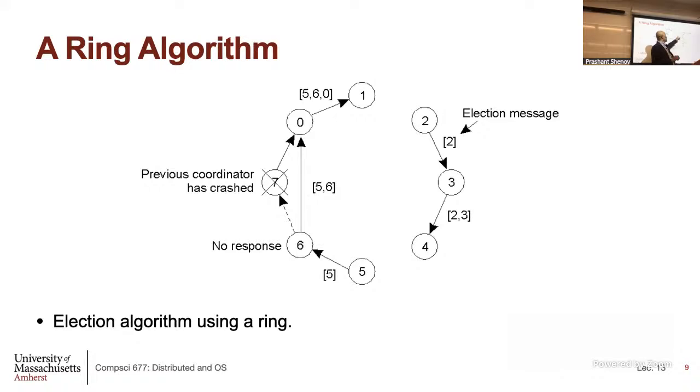Okay, and the message from 2 is going to end up with the same result. Because you will essentially have this message going all the way and coming back to 2. It sees all the processes that are alive. It's going to again pick 6 as the new leader and send that around.